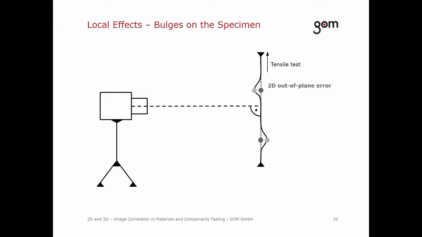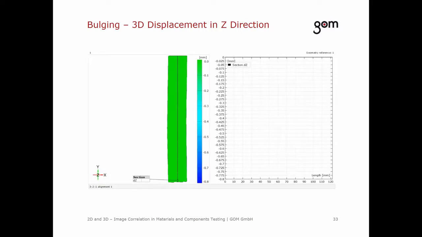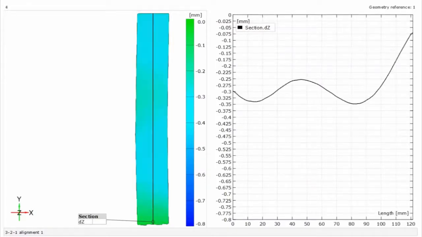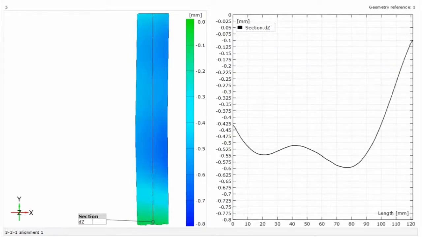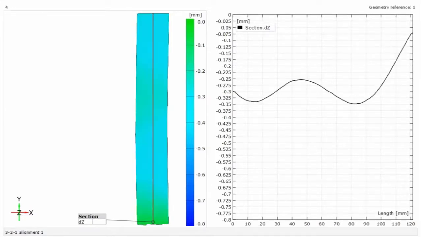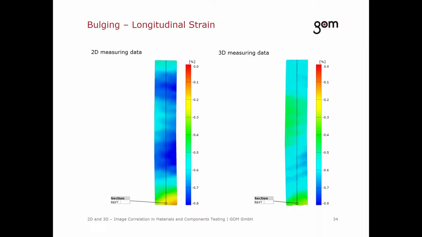Let's have a look at this effect in a practical application. Here you see the compression phase of a cyclical tensile test. The surface component shows a displacement in Z direction. The material is compressed. As a result, the material bulges backwards. 2D shows very clearly that the material bulges backwards. The longitudinal strain appears smaller in the 2D measurement than in the 3D measurement.